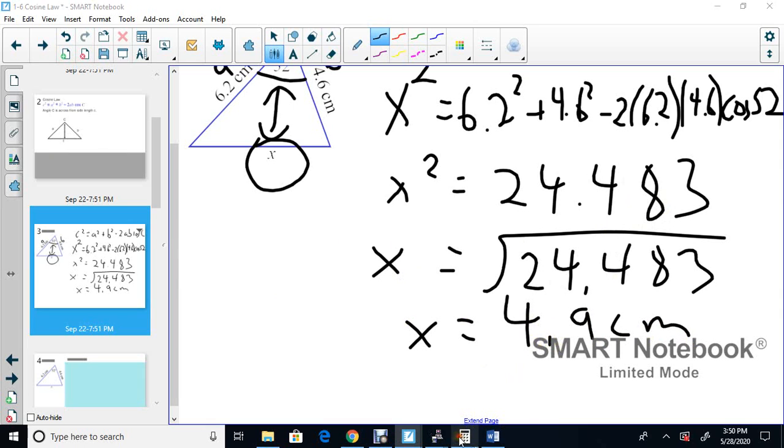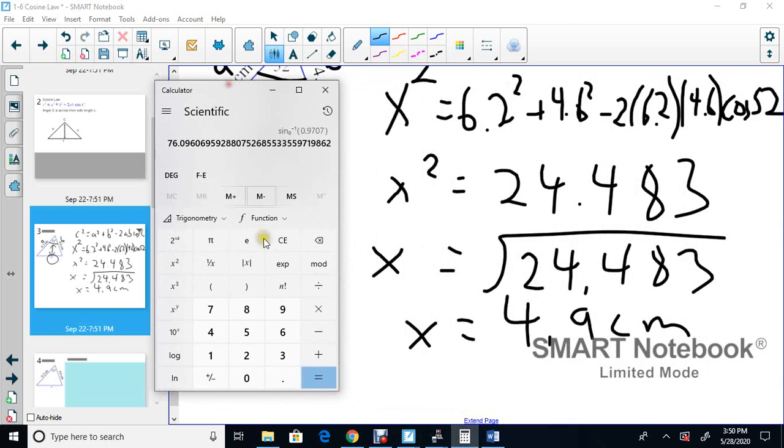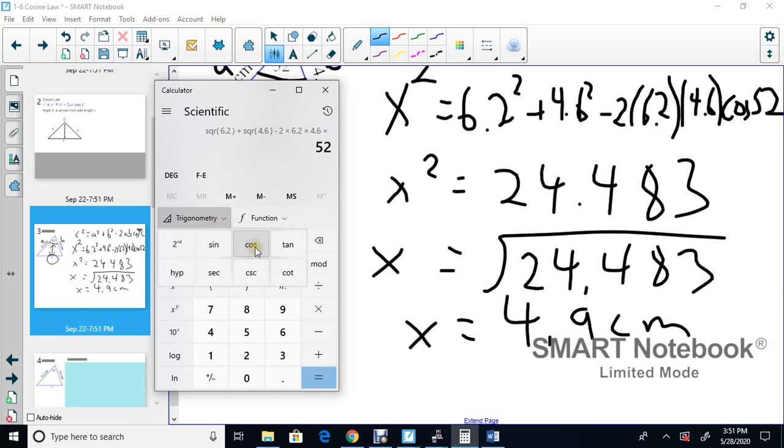But if you were to have the other calculator, let's take a look how I can put it in to this calculator. So let's try this. 6.2 squared plus 4.6 squared minus 2 times 6.2 times 4.6 times, now you have to go 52 cos. So you got to do it differently, and then you hit equals. Look, you still get 24.483. Still get that answer, not bad. And then you square root it.